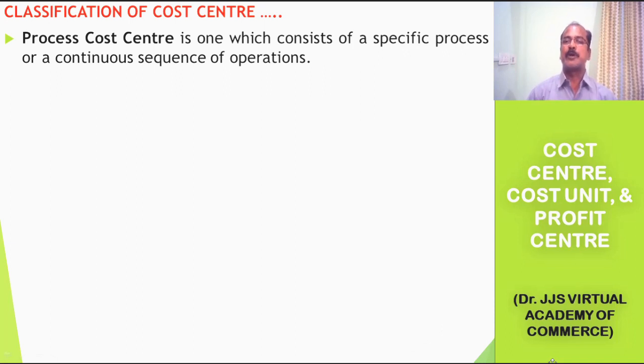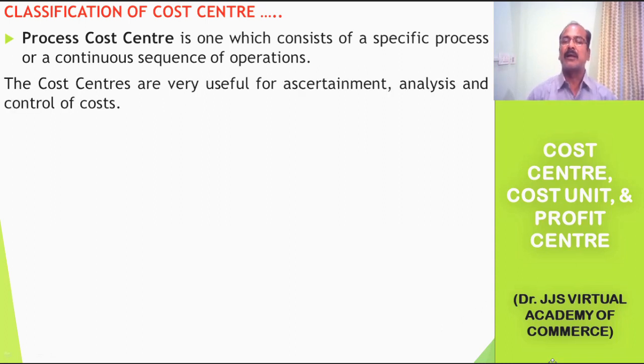There might be a couple of processes which could be carried out for converting the raw materials into finished product in the production process or the production operations. So we can name a specific process as a process cost center, or we can collectively call the sequence of operations that are carried out in the name of a process. The cost centers are really useful for cost ascertainment, analysis of cost and also control of cost.